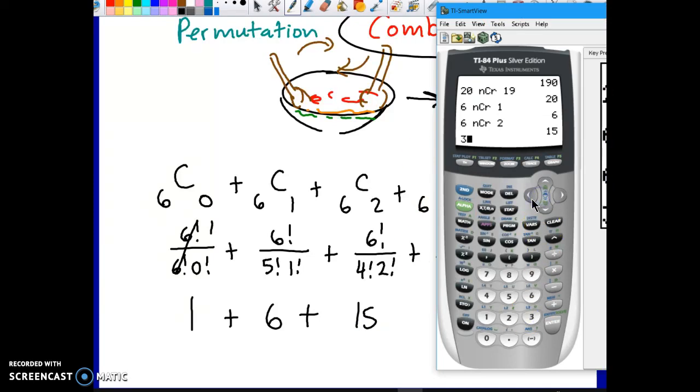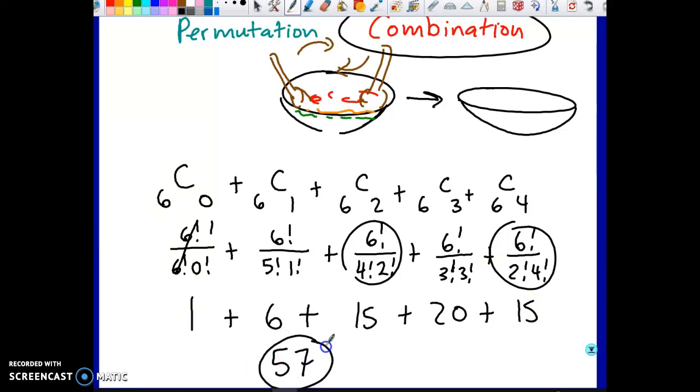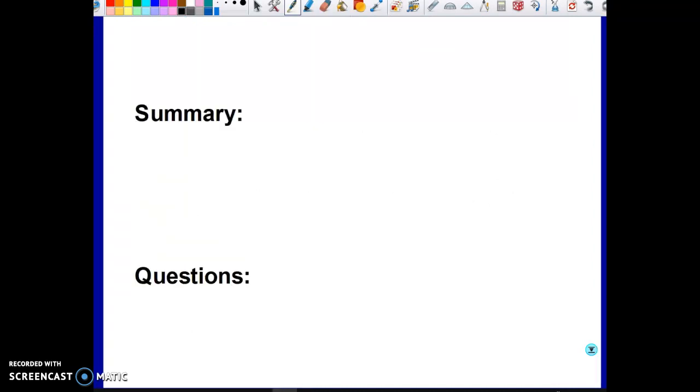6 choose, I think it's going to be 15 again. Oh, 20. I was wrong. This one for sure, though. You see how these ones are the same, the opposite order? So that's going to be 15 again. I'll add those all up. 15 and 15 is 30, plus 20 is 50, plus 6 is 56, plus 1 is 57. There are 57 different possible salads you could order.